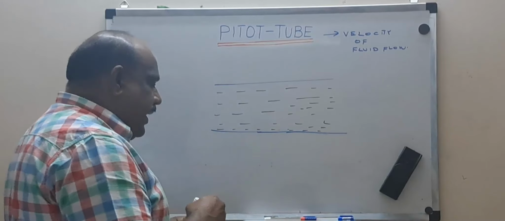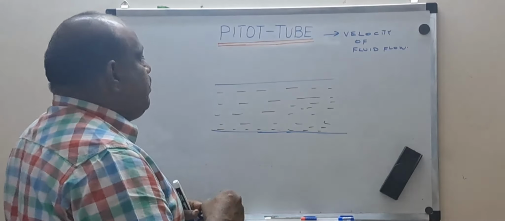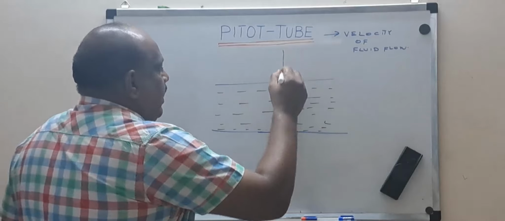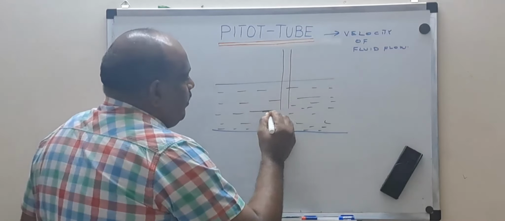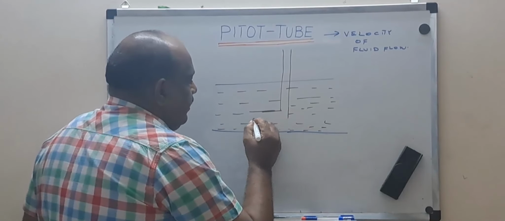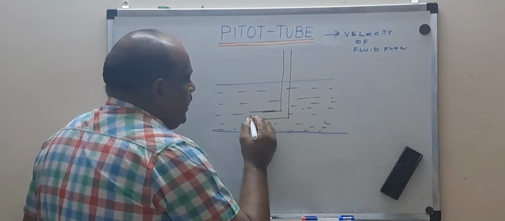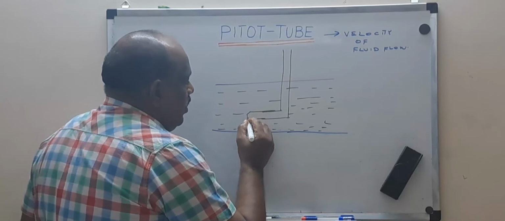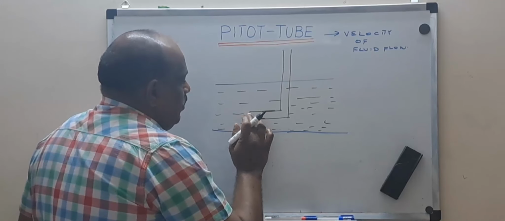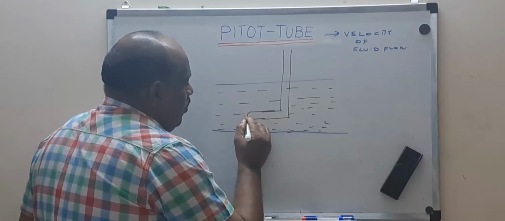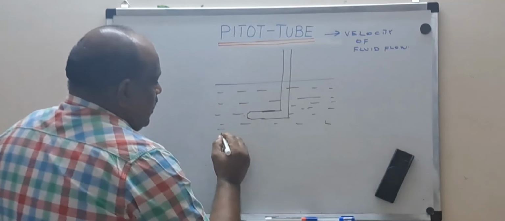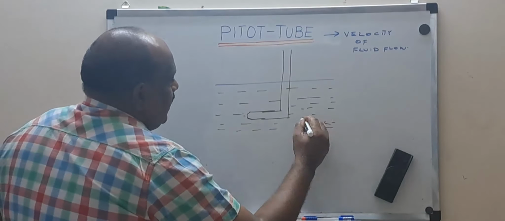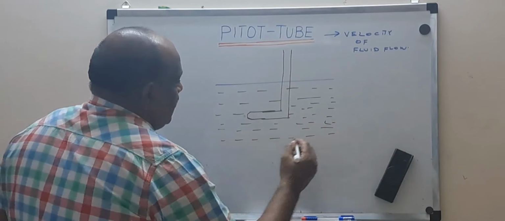So a Pitot tube is a simple arrangement which has an L-shaped bend. You can see the bend is at 90 degrees. This is the Pitot tube. Let us draw this so that the Pitot tube will be exactly at the middle. Most probably we'll try to place it in the middle.